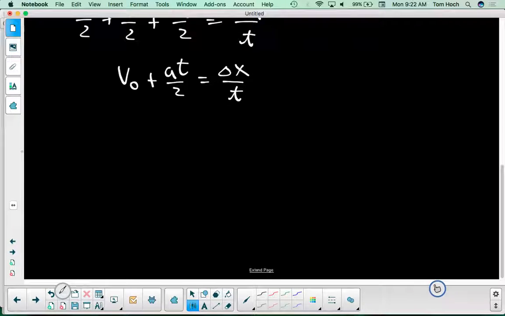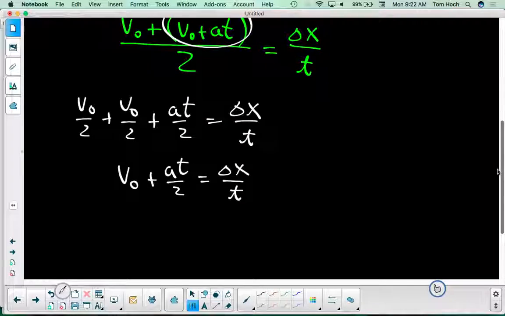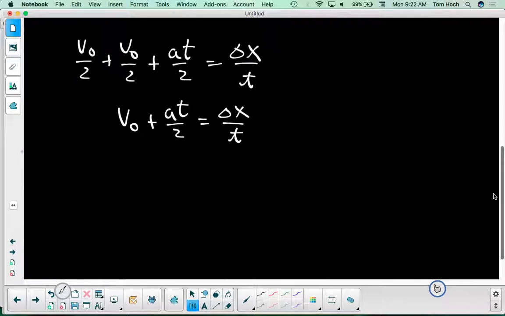Now can I multiply every term by T? Can you scroll up a little? Now I'm going to multiply every term by T. Is that allowed? Yes. Here we go. V0t plus AT squared over 2 equals delta X. And most people don't write it like that. They put the 1/2 in front. And this is the final way you usually see it, or you'll see it in the book.